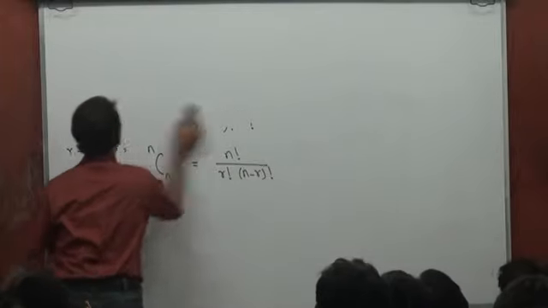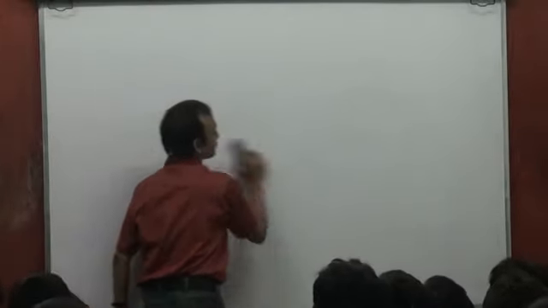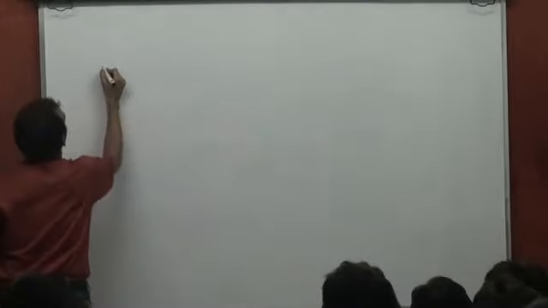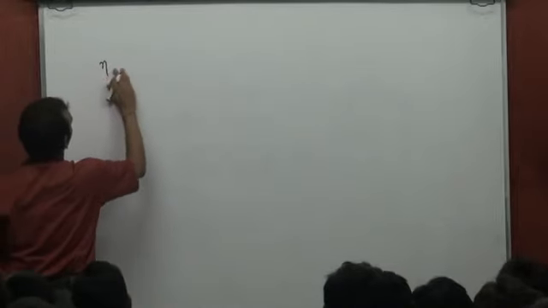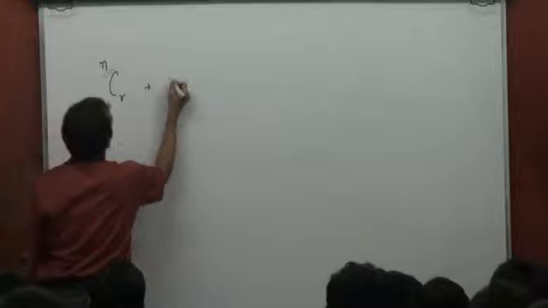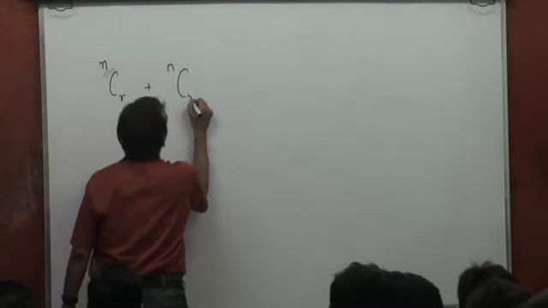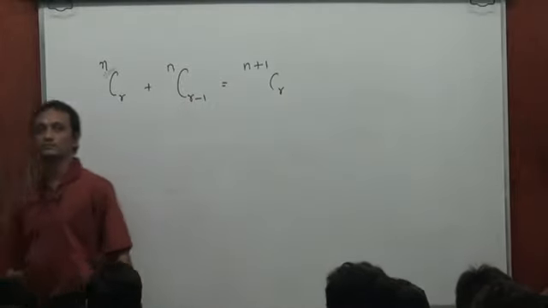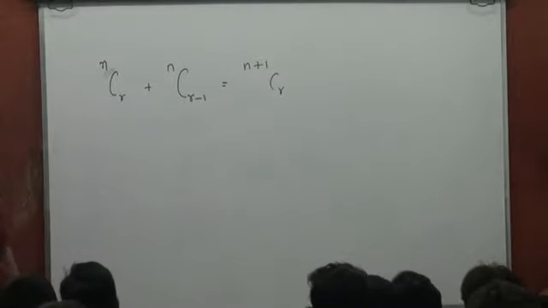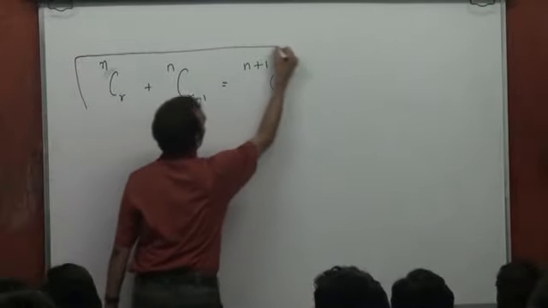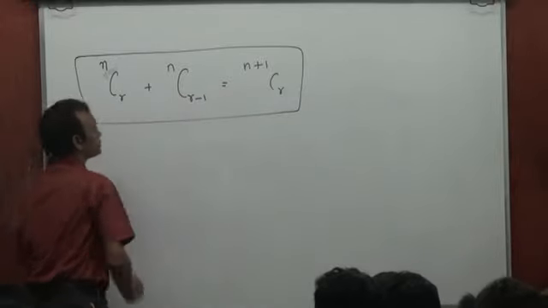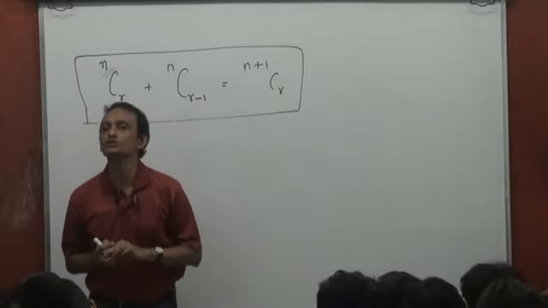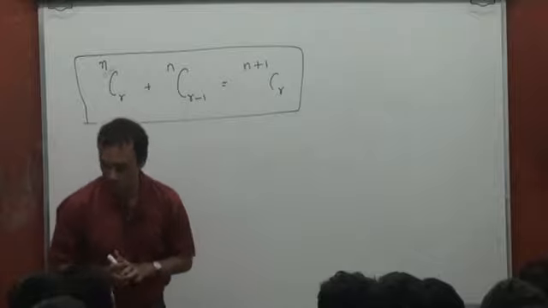Given this definition of nCr, an important relationship that we are going to use all along would be nCr plus nC(r minus 1) is (n plus 1)Cr. nCr plus nC(r minus 1) is (n plus 1)Cr. You'll be able to establish this independently from the definition, but for the time being, just remember this. nCr plus nC(r minus 1) is (n plus 1)Cr. It's a very commonly used relationship.